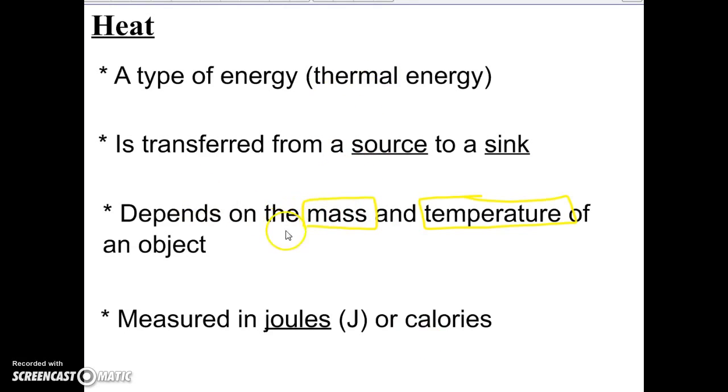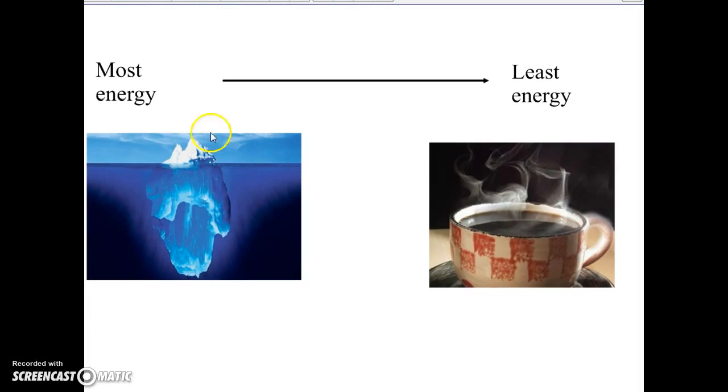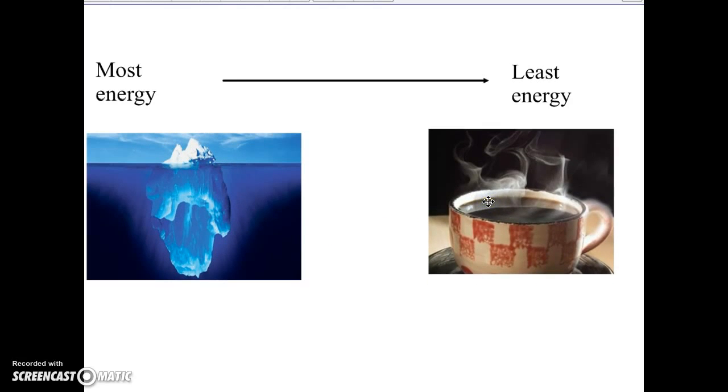So now let's go back to this idea of heat being based on the temperature and the mass. Because earlier we looked at these two pictures, and most of you were probably surprised when I said that this iceberg has a lot more energy than this hot cup of coffee. Now, clearly, the coffee is hotter. It has a higher temperature. But remember that heat is not only about the temperature, it's also about the mass. There is much less coffee in this cup than there is in this iceberg.